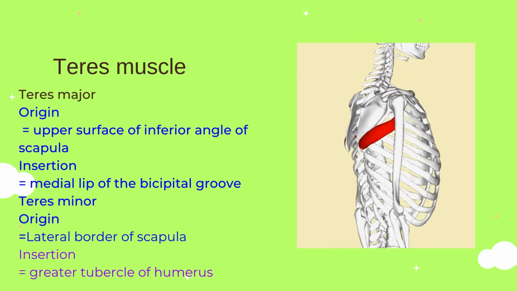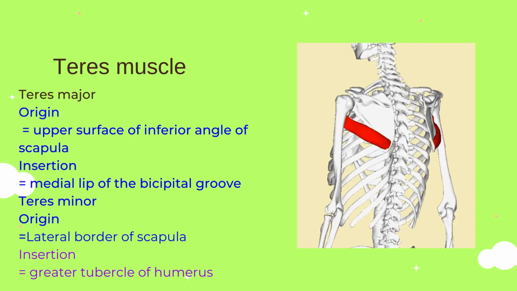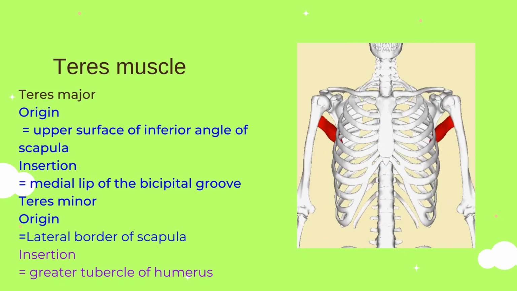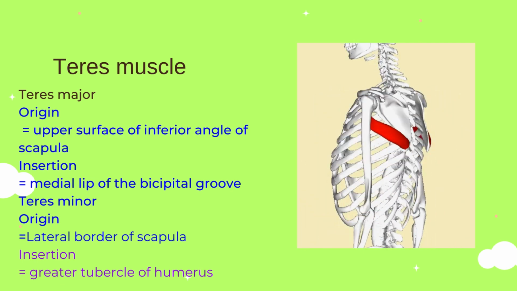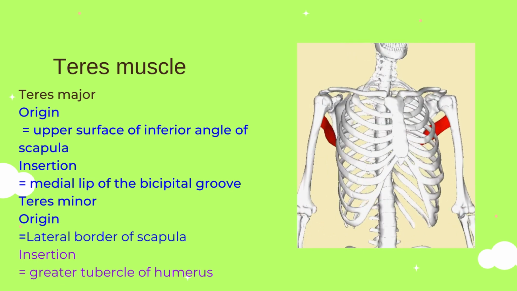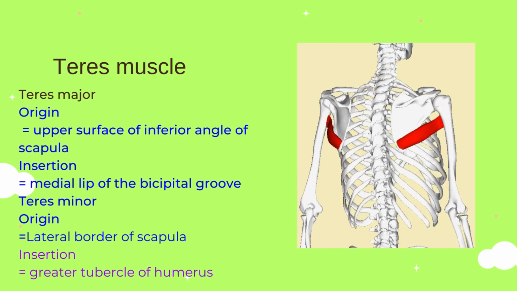The teres major muscle originates from the inferior angle and lower part of the lateral border of the scapula. It inserts onto the medial lip of the intertubercular groove of the humerus, which is a bony depression on the anterior surface of the humerus.